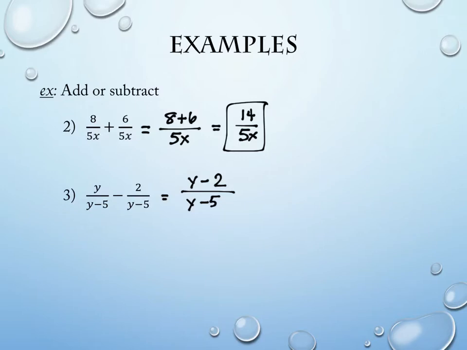So y minus 2, because the first piece was y, the second piece was 2, and they're joined with subtraction, over y minus 5. Don't get carried away and start canceling things, right? All the things you just did in section 2.6 apply. All that still happens. They don't have factors in common. You can't simplify this any further because none of their factors match.